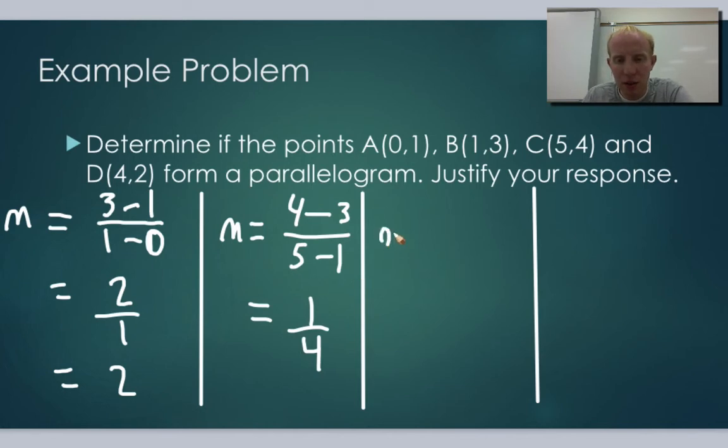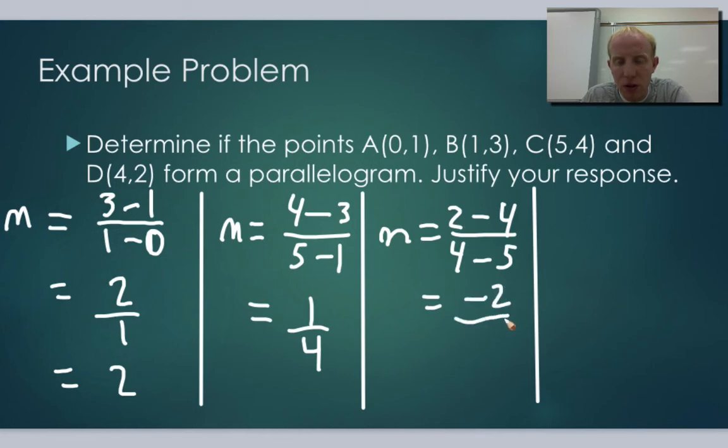Okay, so now we're comparing C to D. y2 in this case is going to be 2, y1 is going to be 4, x2 is going to be 4 as well, and x1 is going to be 5. So negative 2 on the top, 2 minus 4 is negative 2, and 4 minus 5 on the bottom is negative 1. That's going to equal 2. Okay, good, we're good so far. That 2 and that 2 match up, so these sides are parallel.